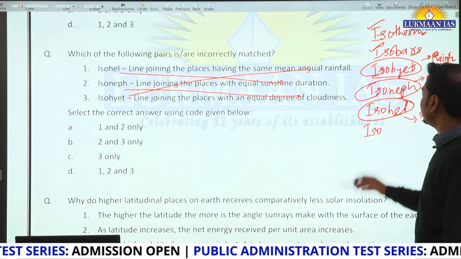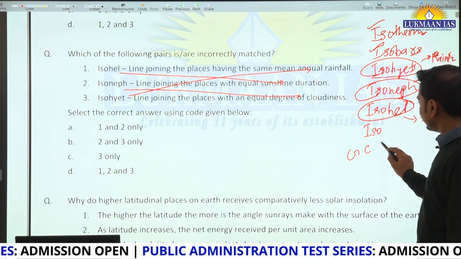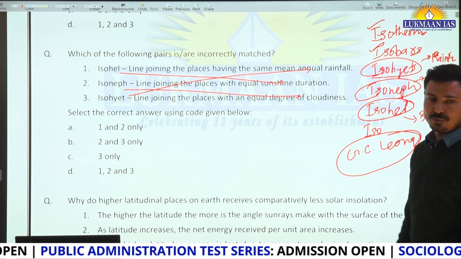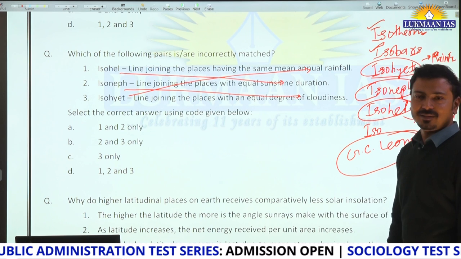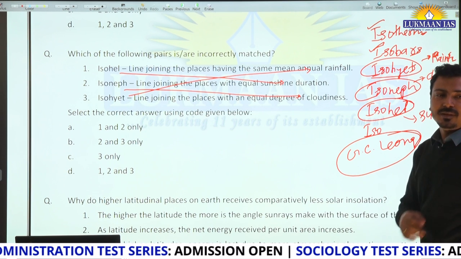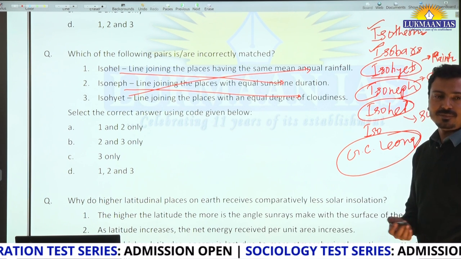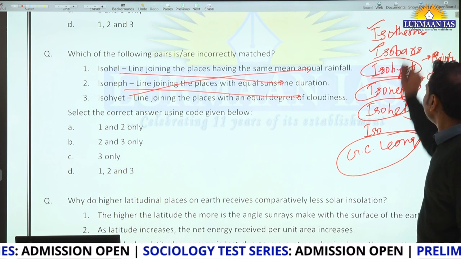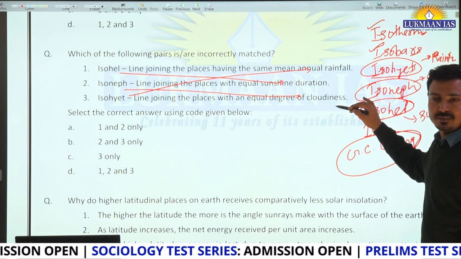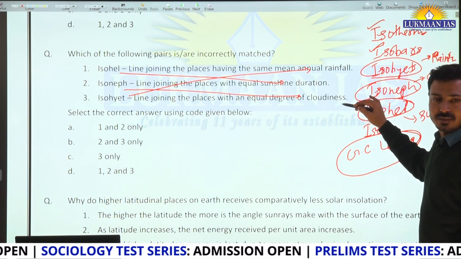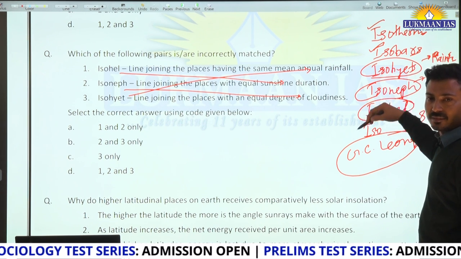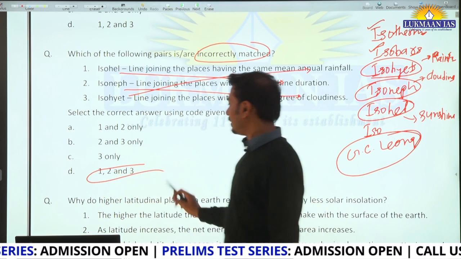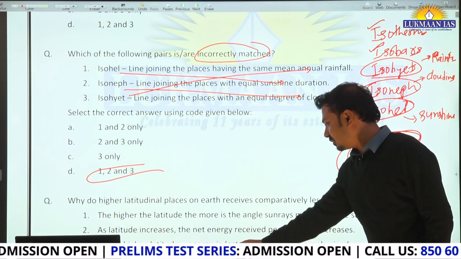रिमेंबर दिस, एंड ऑल ऑफ दिस आर गिवन इन जीसीलियम. सर बोल रहे थे पढ़ो मत और फिर बोल रहे कि पढ़ो. ठीक है, देखो एक बार तो आप पढ़ ही लेते हो ना, तो क्या इंपॉर्टेंट है वो हमें पता होना चाहिए. यूपीएससी हैज आस्क्ड क्वेश्चन ऑन दिस इन पास्ट इन प्रीलिम्स. ठीक है, इसका मीनिंग पता होना चाहिए हर एक का. सो वी हैव बीन आस्क्ड इनकरेक्टली मैच्ड, सो ऑल ऑफ देम आर इनकरेक्टली मैच्ड.